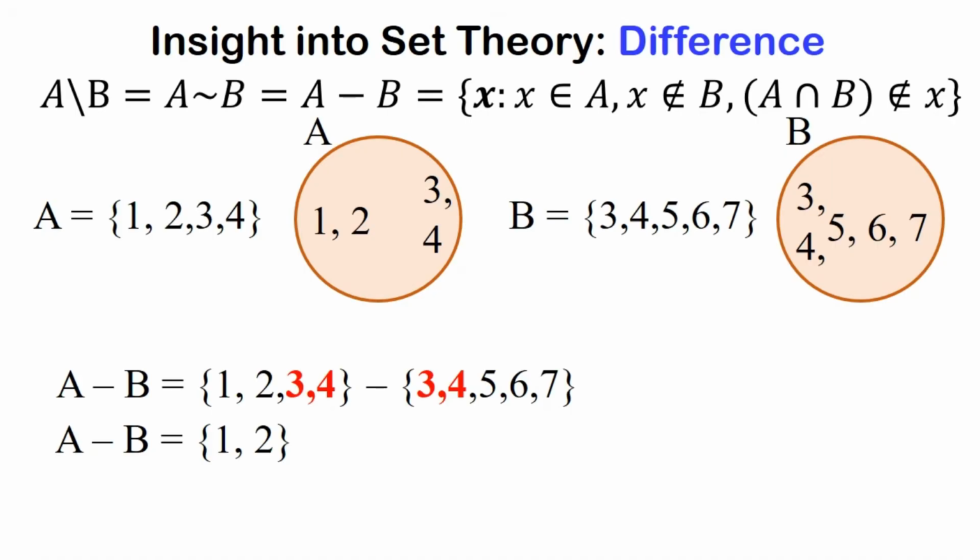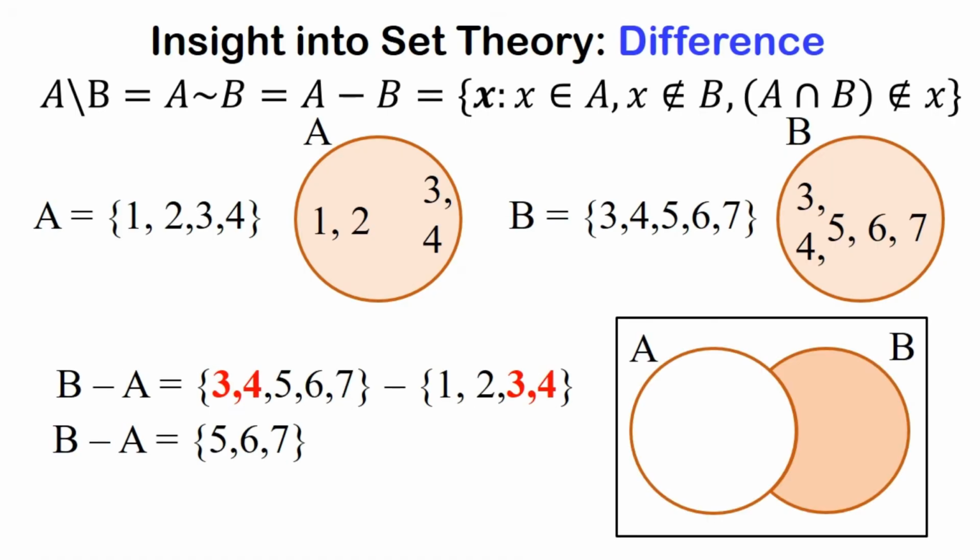But that's not all. We can still go further to find the difference between B and A. In this case, the set B will come first, minus the set A. That will give us {3, 4, 5, 6, 7} minus {1, 2, 3, 4}. So what about the intersection? The intersection is 3 and 4. It must not be in the difference. So what remains in the first set, which is B, is 5, 6, and 7, which is the difference we are talking about. So that is the Venn diagram.